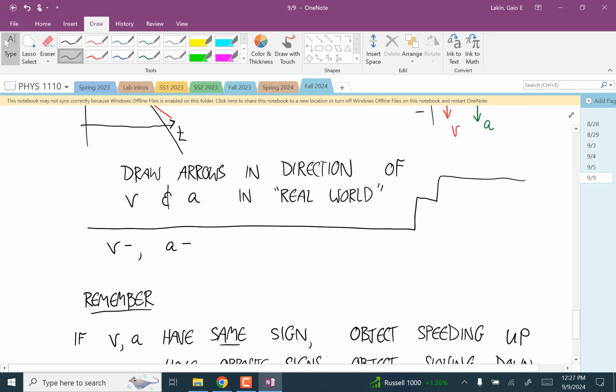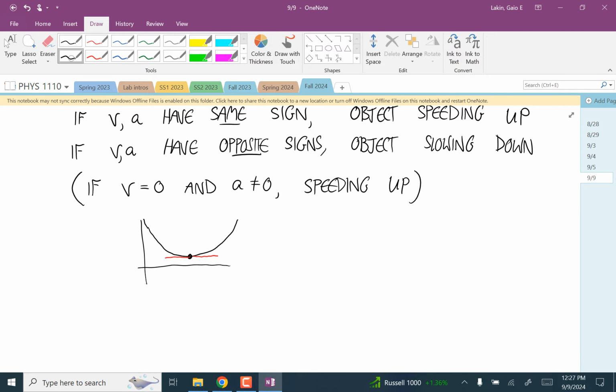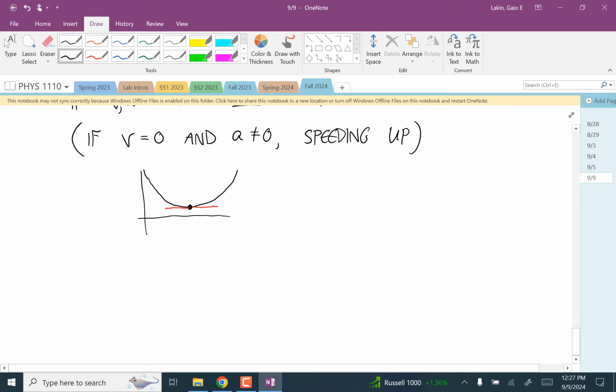Okay, so now finally we're going to be able to do some calculations. We are only going to be doing calculations for constant accelerations right now. So these are the constant acceleration equations in 1D.